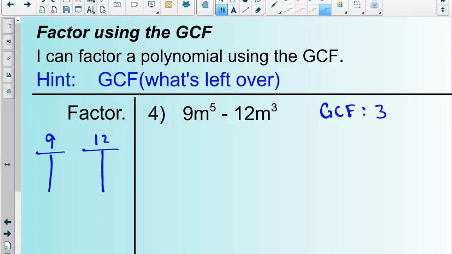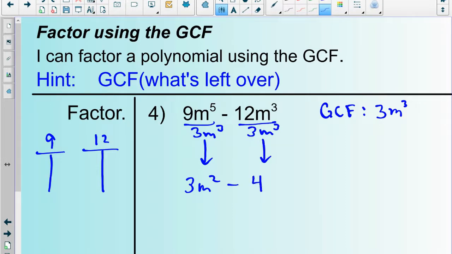And then for my variables, I have m to the 5th power and m to the 3rd power. So I know that they each have at least m to the 3rd power in it. So that's what I want to divide out of each term: a 3m to the 3rd power. And when I do that, I divide the coefficients, but I subtract the exponents of the variables. So that first part divides out to be 3m squared. Bring down the subtraction. Divide on the second part: 12 divided by 3 is 4, and m cubed divided by m cubed is 1.